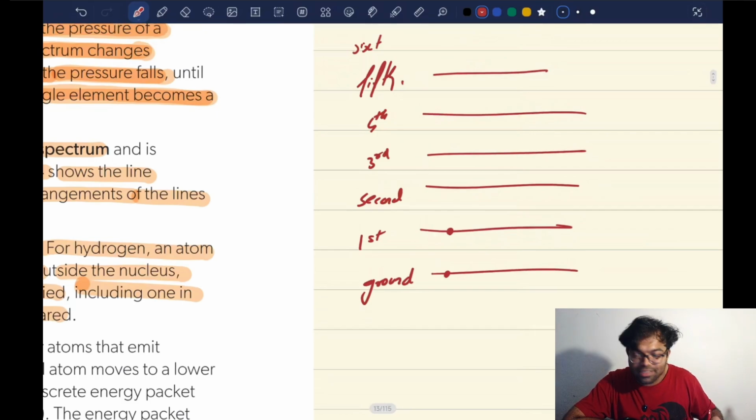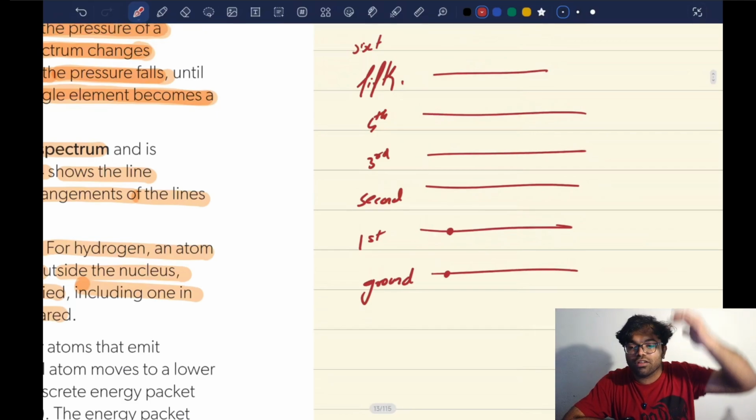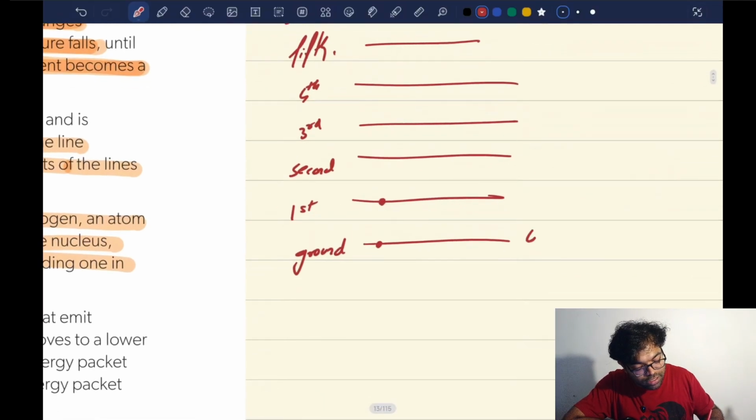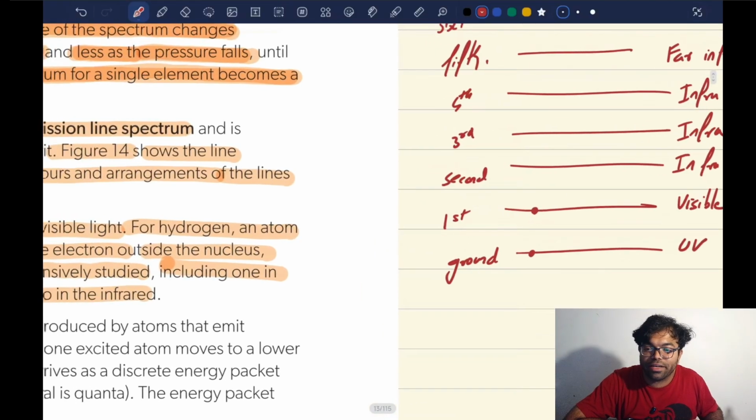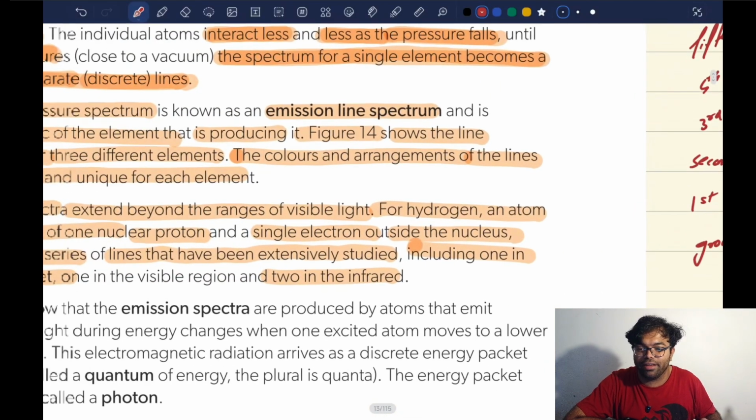So the Lyman series, that is, if an electron falls to the ground state, produces ultraviolet radiation. If it falls to the first excited state, it produces visible light. Then you have the infrared, and this one is far infrared. These are the emission spectra that we are going to study.